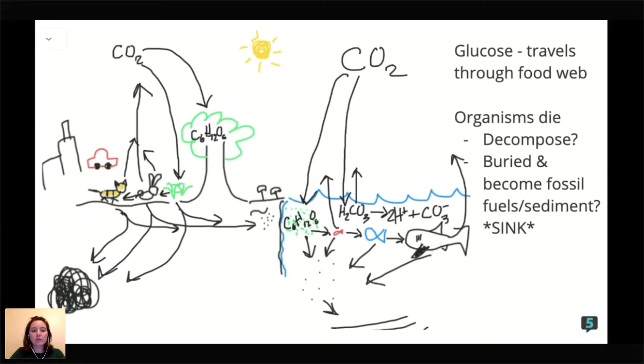So for the most part, without people in the picture, this is very balanced. It cycles in and out. The carbon that is leaving organisms from respiration is pretty much being taken up by plants doing photosynthesis.